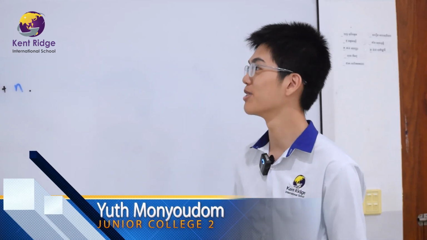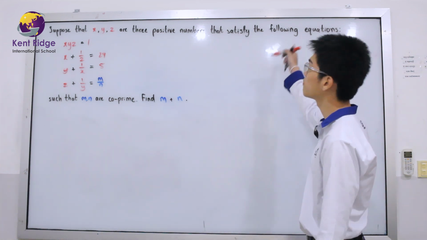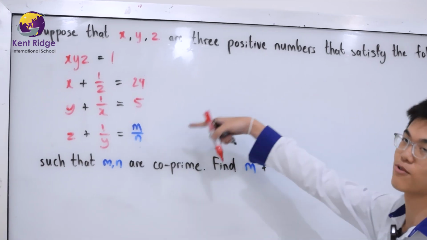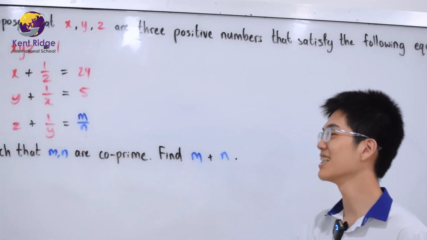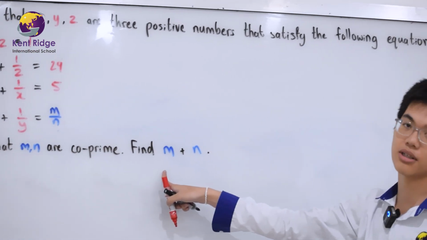Let's solve this math problem. Suppose that x, y, z are three positive numbers that satisfy the following equations. We have four equations here, you can look at it. And then they tell us that m and n are co-prime, and they want us to find m plus n.